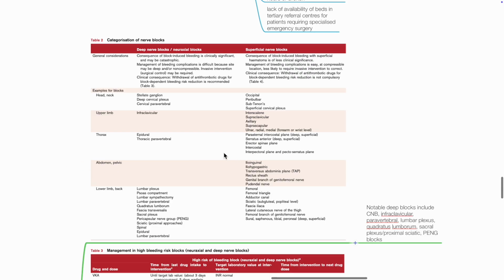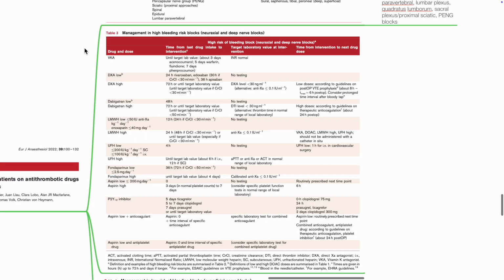Notable deep blocks include neuraxial blockade, infraclavicular, paravertebral, lumbar plexus, quadratus lumborum, sacral plexus or proximal sciatic, and PENG blocks. Regarding management in high bleeding risk blocks, which include neuraxial and deep nerve blocks, focus on the time of last drug intake to intervention. For warfarin, it should be 5 days and until a target lab value such as INR less than 1.5. For low-dose direct Xa inhibitors, it should be 24 hours for rivaroxaban and edoxaban, or 30 hours if creatinine clearance is less than 30.